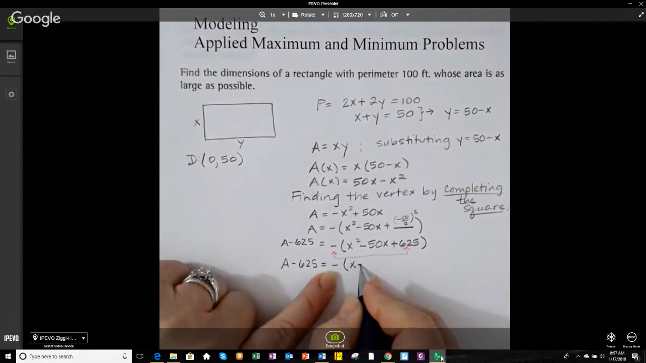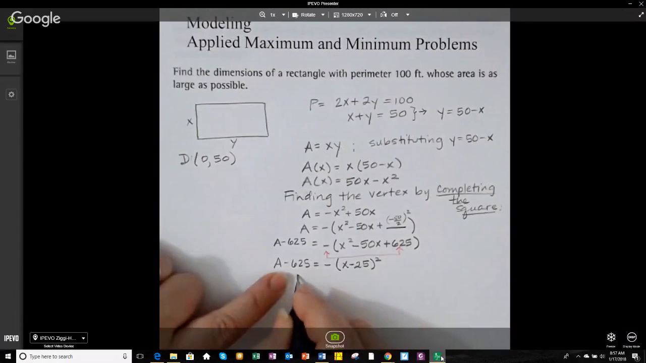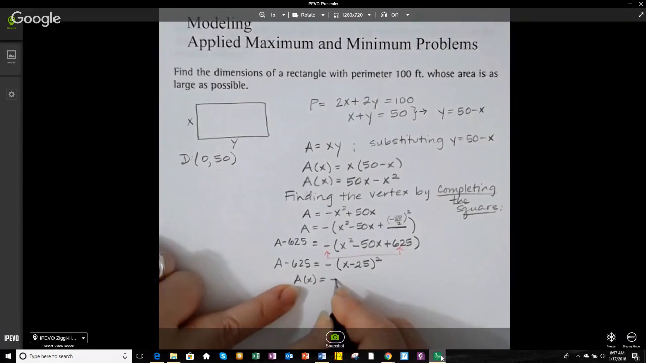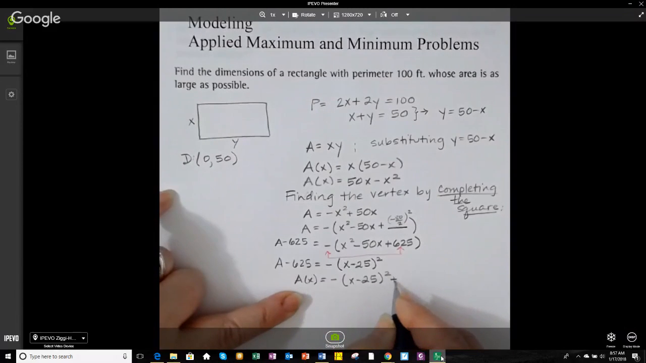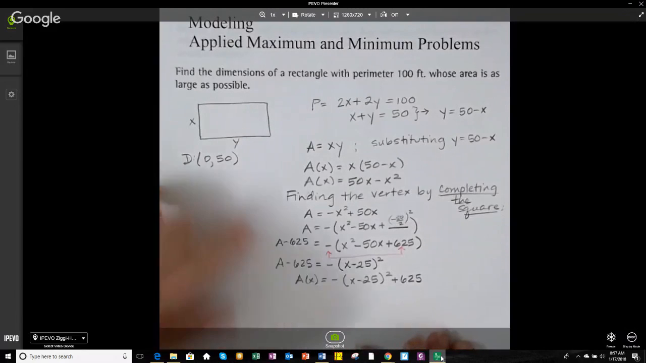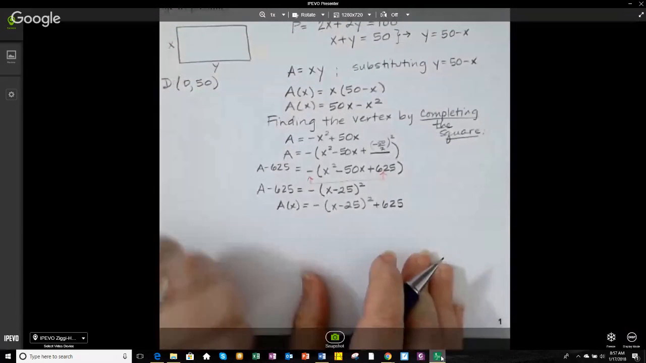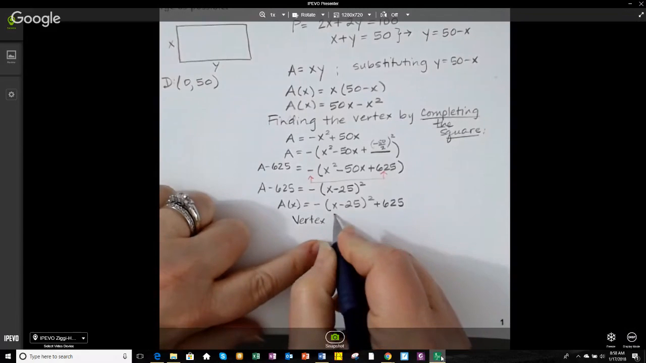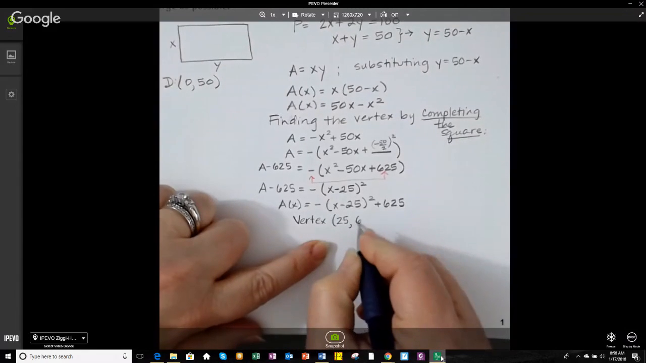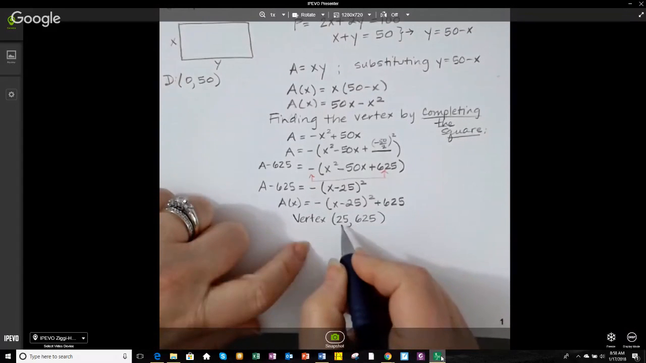So this is going to be x minus, you could factor this, but you'll find that it's going to be x minus 25 quantity squared. And now I've got to get the area function all by itself. So I get negative x minus 25 quantity squared plus 625. And I know the vertex is going to be 25, 625.